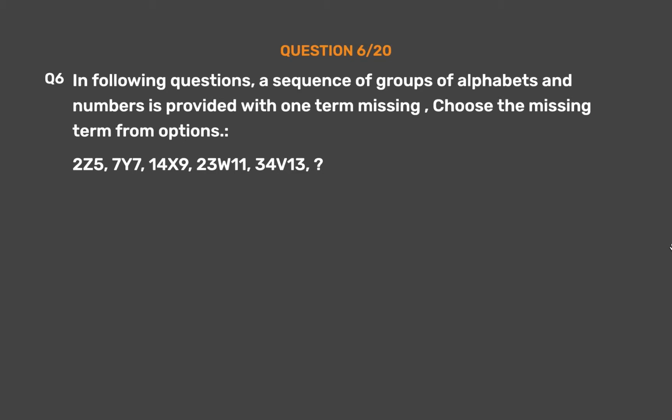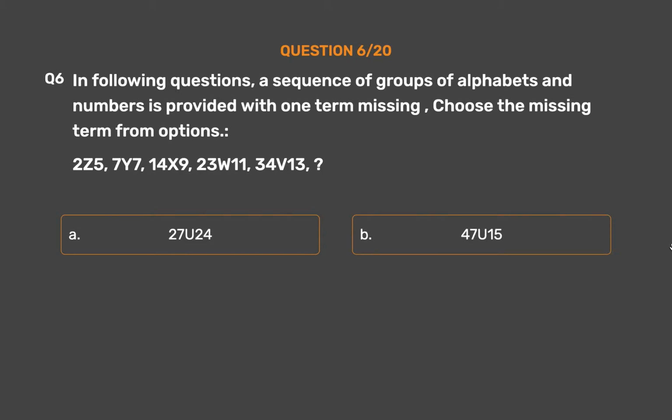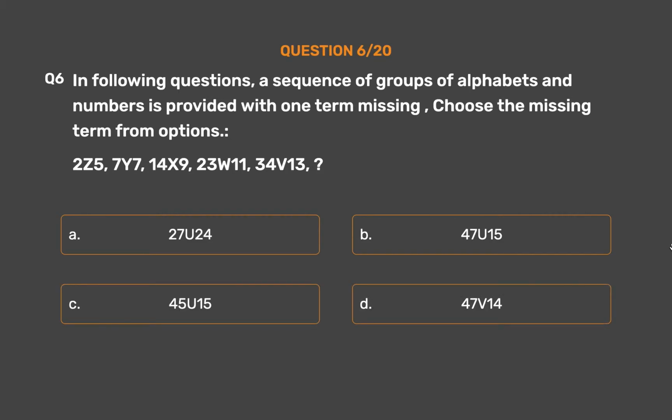2Z5, 7Y7, blank, 23W11, 34V13. Option A, 27U24. Option B, 47U15. Option C, 45U15. Option D, 47V14.